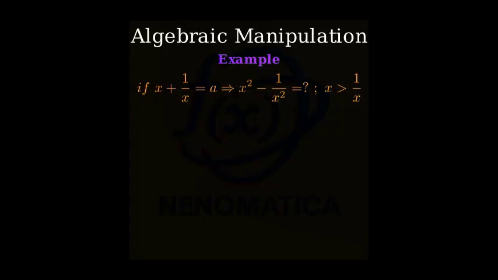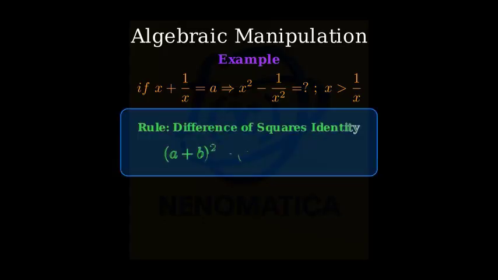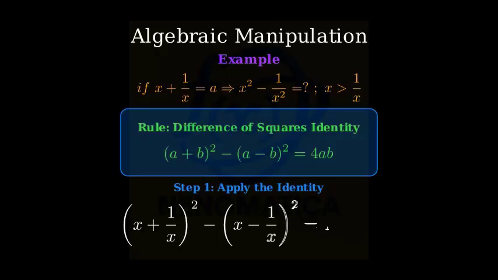To solve this problem, we'll use a useful algebraic identity. The identity states that the difference of squares, (a plus b) squared minus (a minus b) squared, equals 4ab. This identity will help us manipulate our given equation to find what we're looking for. Let's apply this identity to our problem. We'll substitute a with x and b with 1 over x. So we get (x plus 1 over x) squared minus (x minus 1 over x) squared equals 4 times x times 1 over x.